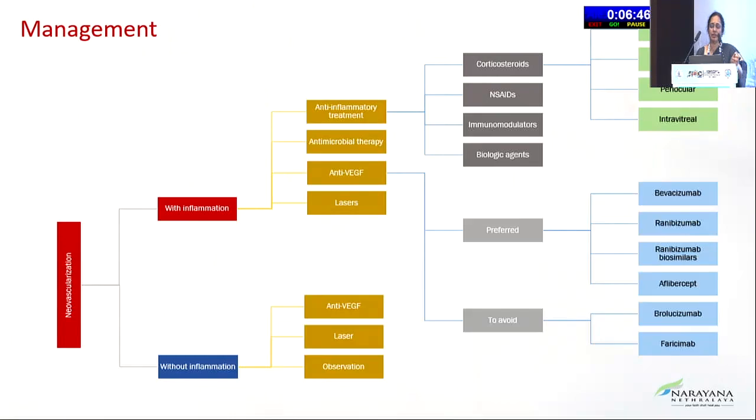In severe cases like Behçet's and ANCA-associated vasculitis, we use biologics. Among anti-VEGF agents, the preferred ones are bevacizumab, ranibizumab biosimilars, and aflibercept. Brolucizumab and faricimab can increase intraocular inflammation in uveitic eyes. Without inflammation, if they have neovascularization, anti-VEGF will be the first drug of choice, followed by laser photocoagulation.